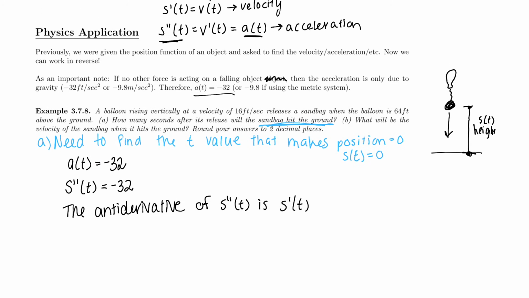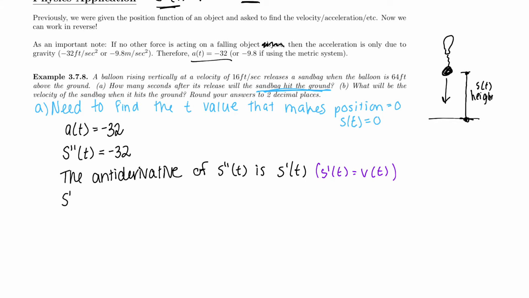And just to reiterate right up here, s prime of t is the velocity function. Just as a note. All right, so s prime of t, we're just going to add a variable. Now it's not an x, it's going to be a t, because our variable is t, plus c.